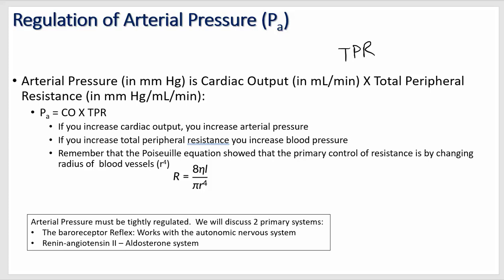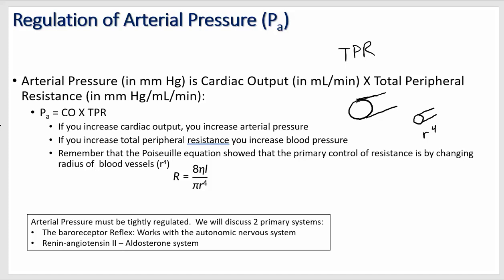Remember when we talked about the Poiseuille equation, and how if you change a vessel's diameter, the effect goes by the radius to the fourth. So by doubling the radius, you increase the flow by 16 times, or reduce the resistance by 16 times. So changing that diameter has a huge effect on total peripheral resistance. Now, total peripheral resistance is the total resistance to flow.